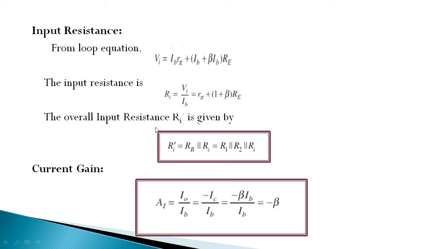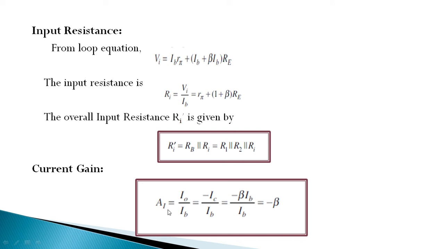So the overall resistance Ri dash is given by Rb parallel with Ri, where Rb can be written as R1 parallel with R2 parallel with Ri, where Ri is given by this equation. So next we are going to find what is the current gain of a common emitter amplifier circuit.